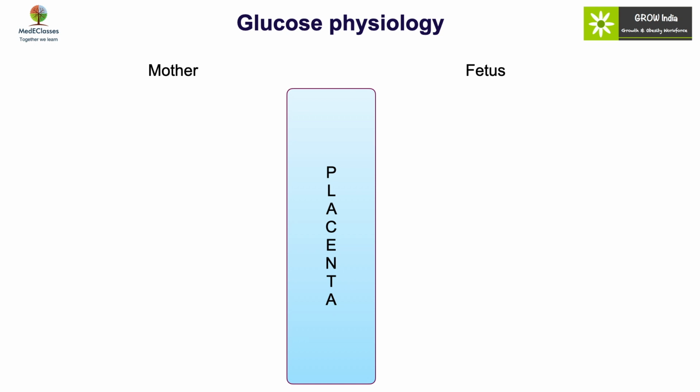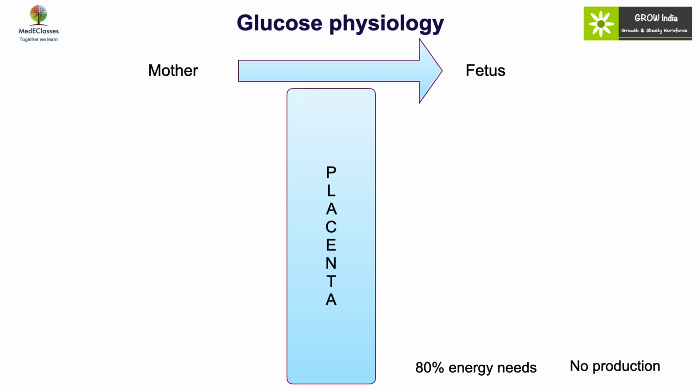We know that the fetus is entirely dependent upon glucose as a source of its energy needs, which is around 80%, and very importantly, it does not produce any glucose. There is, however, a passive gradient from the mother to the fetus. So this glucose basically passes through the GLUT pathway passively to the child. So there is around 80% of glucose in the fetus as compared to the mother. If mother is at 100, the fetus will be at around 80.